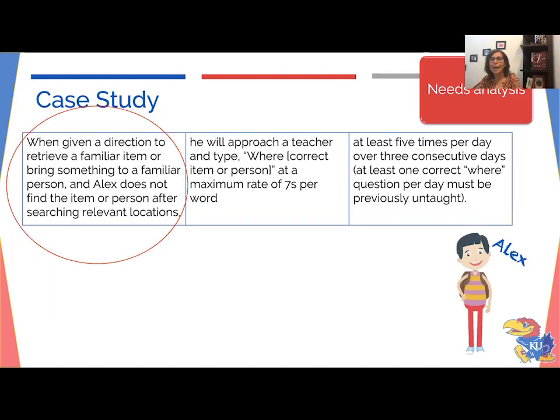So the team revised the condition statement to include observable cues. When given a direction to retrieve a familiar item or bring something to a familiar person, and Alex does not find the item or person after searching relevant locations. Now, these are natural cues we often encounter right before asking where something is. Usually we go looking for something first in its usual location, and then we might ask for it after we can't find it.